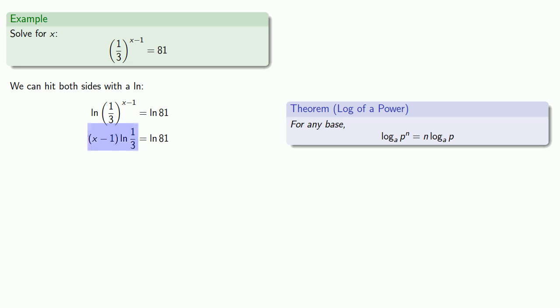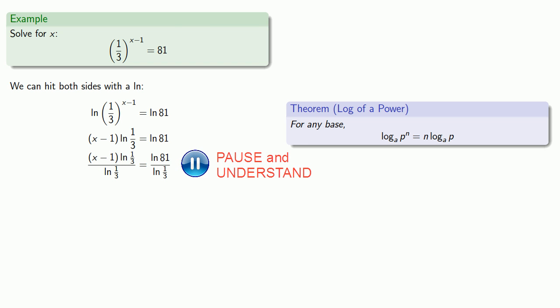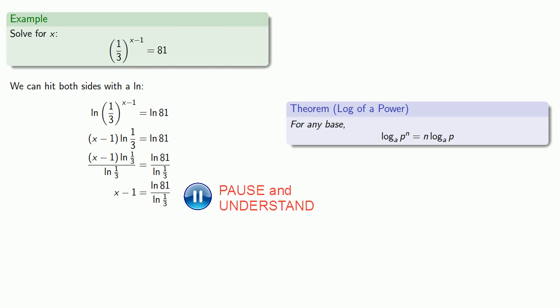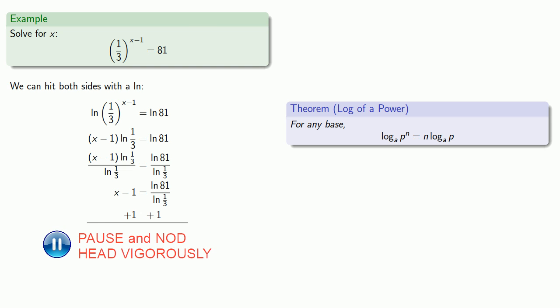Over on the left-hand side, I have a product, (x minus 1) times log of 1/3. So I can simplify a product by dividing. And that gives me x minus 1 equals log 81 over log 1/3. I want to solve for x, so at this point I need to add 1 to both sides. And I get my solution.